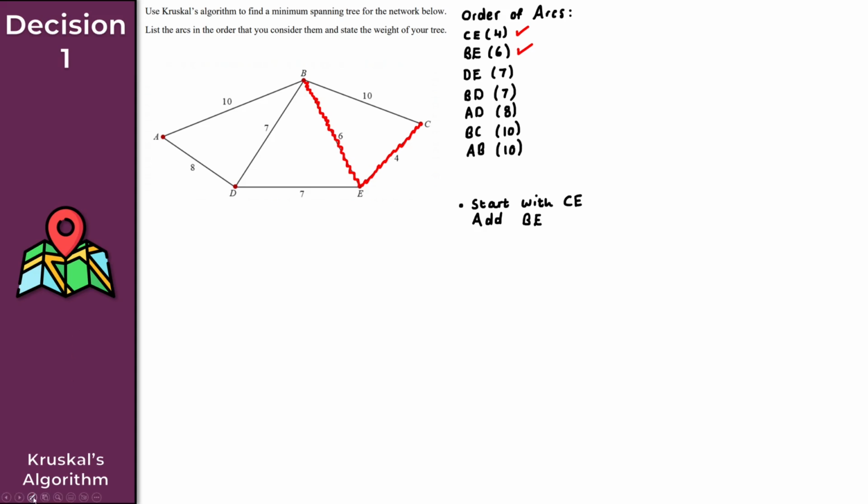So we just keep working down the list. I've got DE here. If I choose DE, does it form a cycle? Clearly not, so we're going to add DE. Again, I'll do this in my red pen, like so. We'll give that a tick as well.